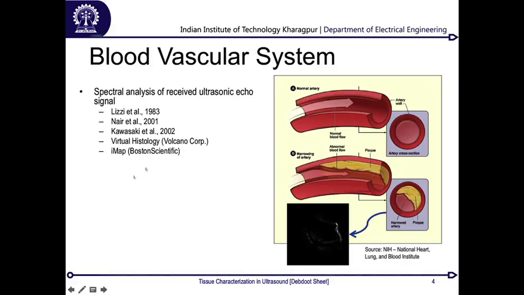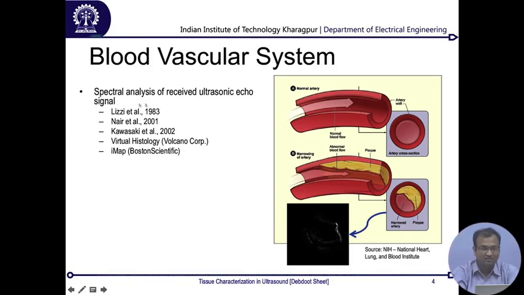Although the emitted signal was a very narrow band, precise 20 megahertz emission, the received one is wideband. It is centered almost at 20 megahertz, but the bandwidth is much higher. That kind of analysis is called spectral analysis. It was started somewhere in 1983 by Lizzi, and it continued, and we have two commercially available products, Virtual Histology from Volcano and iMAP from Boston Scientific, which make use of these methods to characterize tissues.